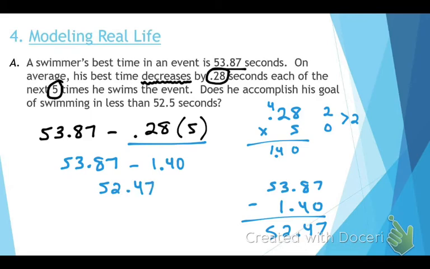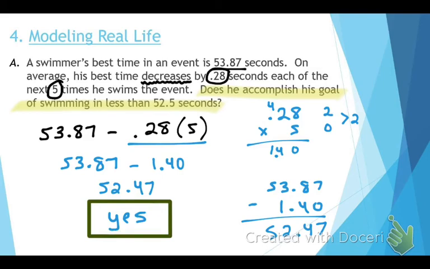52.47. Now I want to go back to see what the question was. Does he accomplish his goal of swimming in less than 52.5 seconds? Guys, is 52.47 less than or smaller than 52.5? Yes, it is. So the correct answer is yes. We're going to box in just the part that says yes.